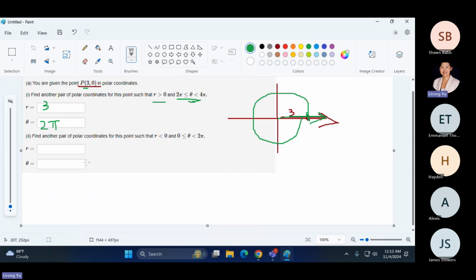I got the first one. Okay. It was like negative pi over 7. That's the one.